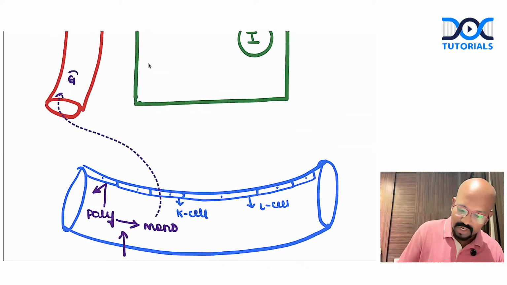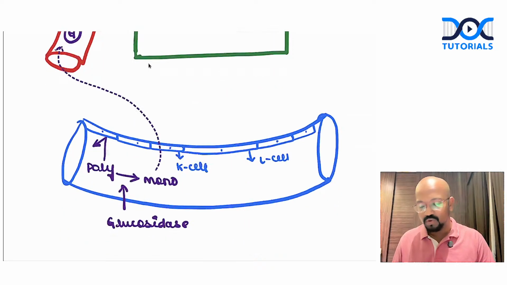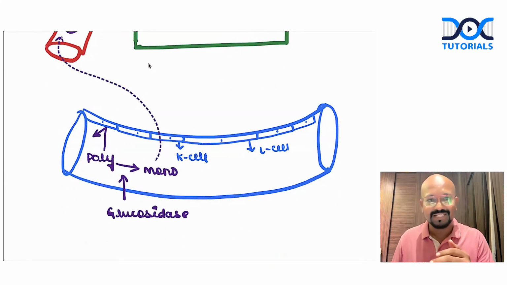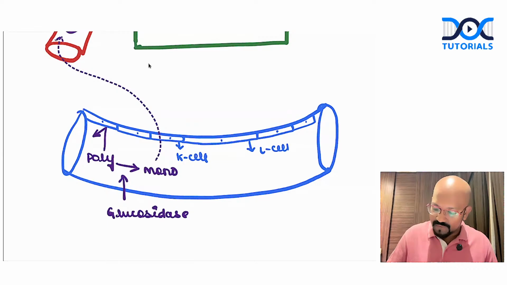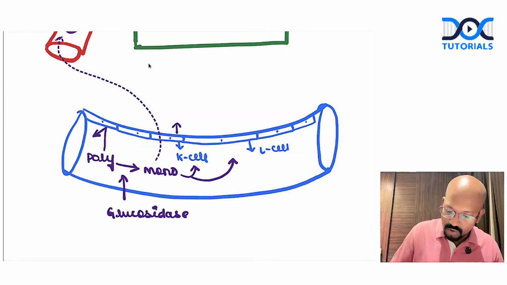So we have glucose, which has gained entry into the blood. Good. Now this absorption is going to happen, but before that, when these monosaccharides come into contact with the K cells or the L cells, there will be secretion of certain substances. From the K cell, there will be release of a molecule called GIP, and from the L cell, there will be release of a molecule known as GLP.